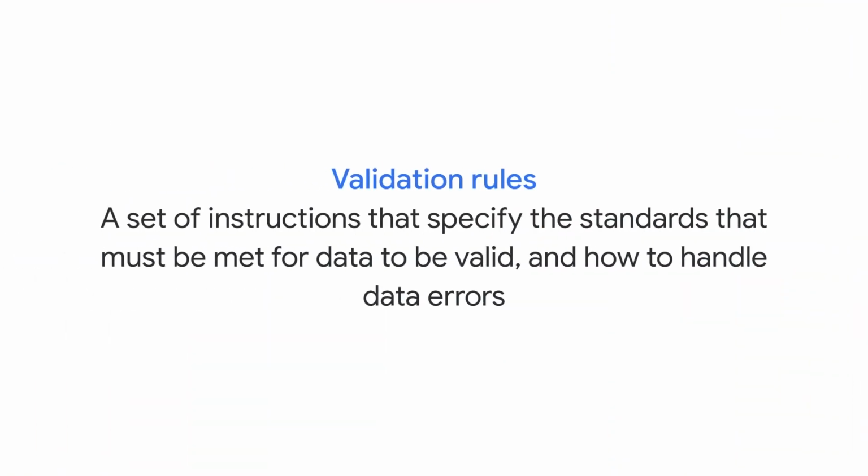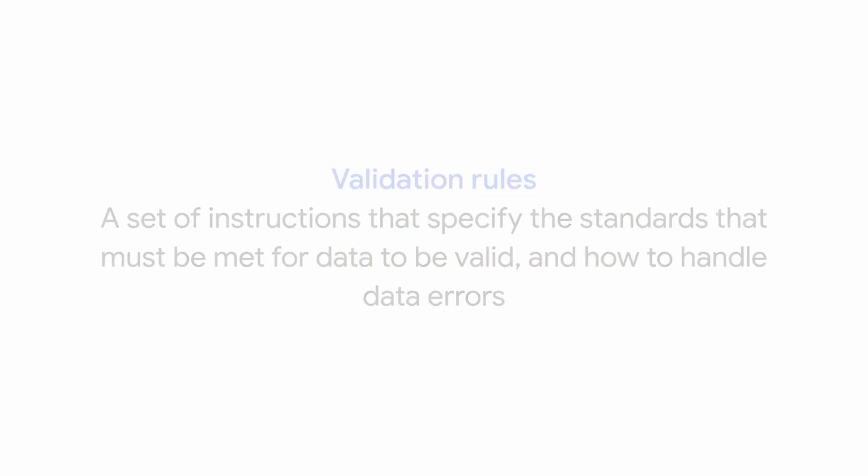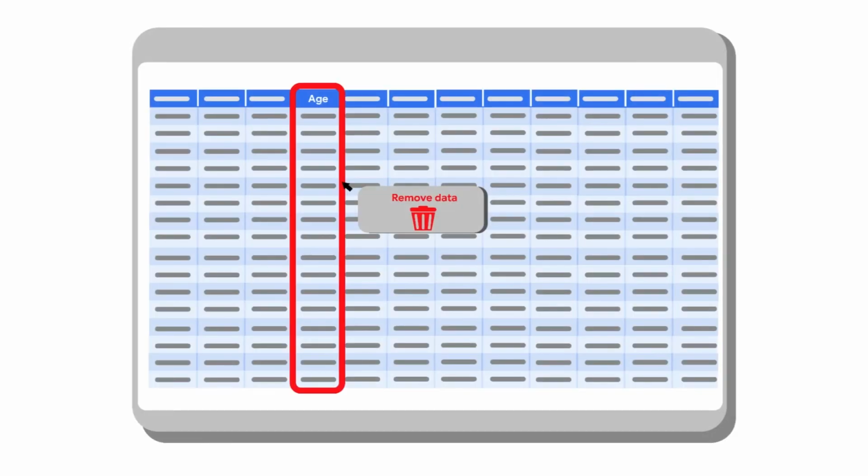So what happens when you can't validate data? That depends on the validation rule. Validation rules are a set of instructions that specify the standards that must be met for data to be valid and how to handle data errors. Sometimes, you may discard the data you can't validate. You might do this if the errors are too complex to fix or if the data isn't critical. For example, if a donor's age is outside of the valid range, you might remove this data.